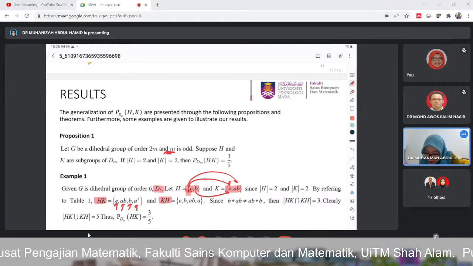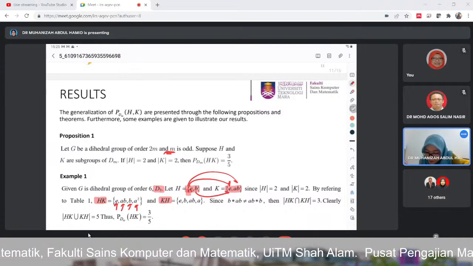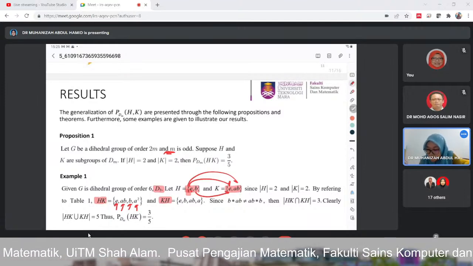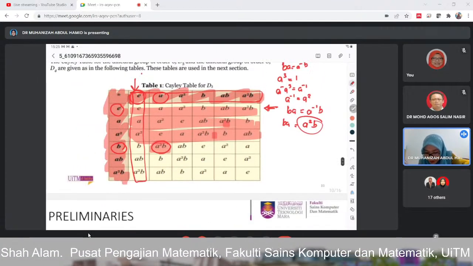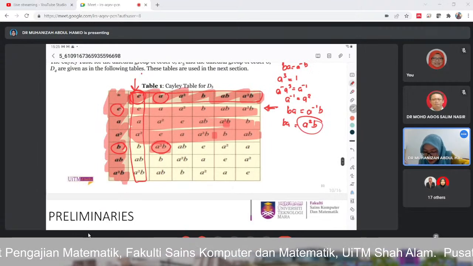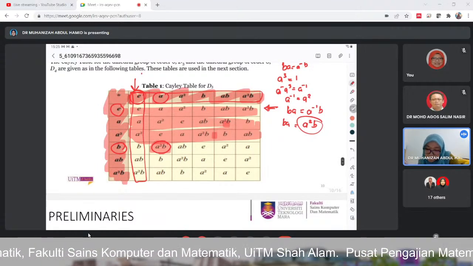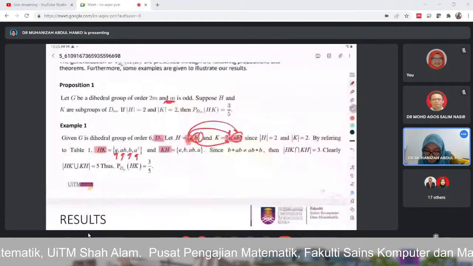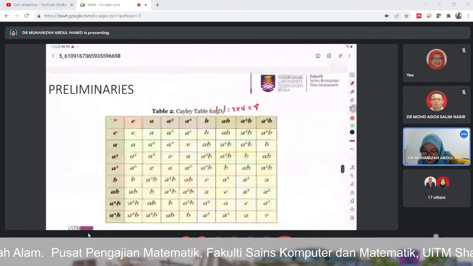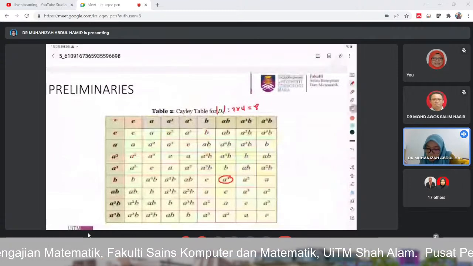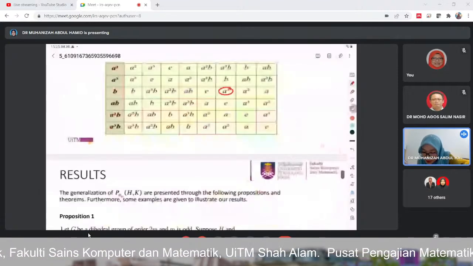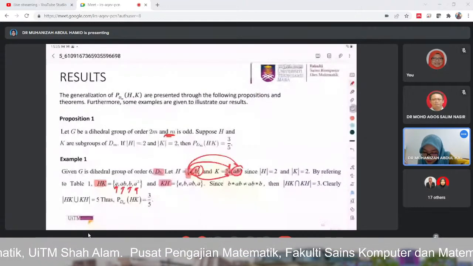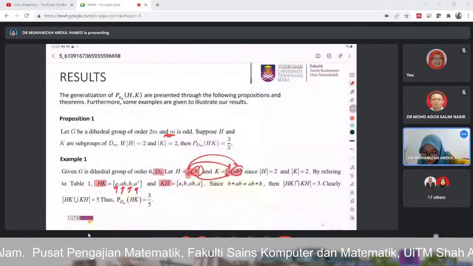Let's say we multiply B, and just now I already showed you B multiplied by A. Let's say B multiplied by AB. What will you get? B multiplied by AB, you will get A. Sorry, this one is actually A cube. No, A square.